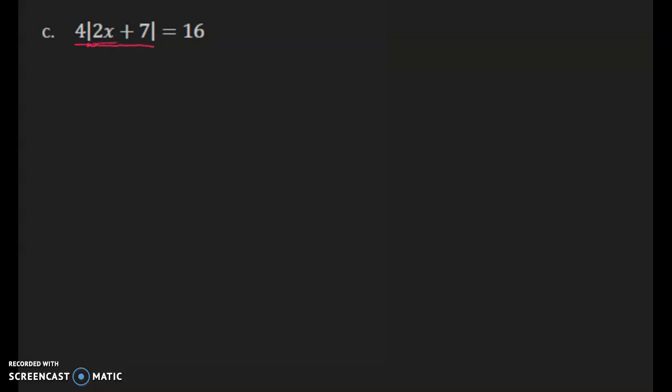Hopefully you said divide, because if it's multiplying, the inverse operation of multiplying is division. It's like the opposite. So when we divide by 4, we're left with the absolute value of 2x plus 7, and on the other side, we get equals 4. From there, go ahead and determine what your two equations are going to be. All right, your two equations are going to be 2x plus 7 equals 4 and 2x plus 7 equals -4.